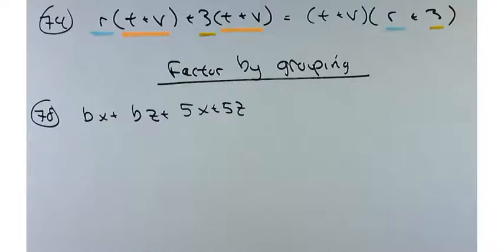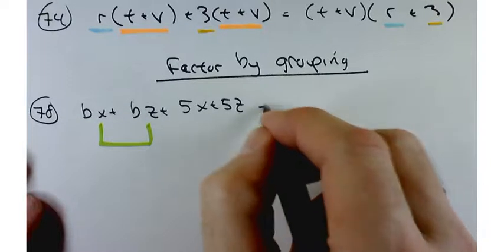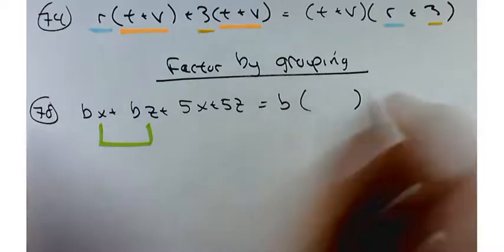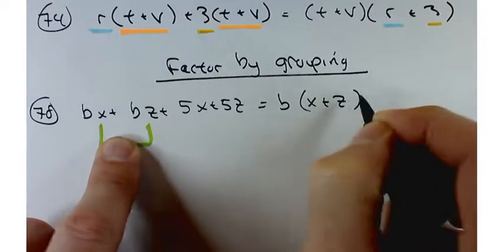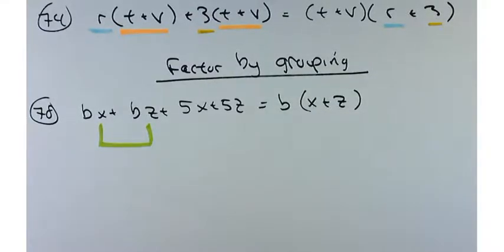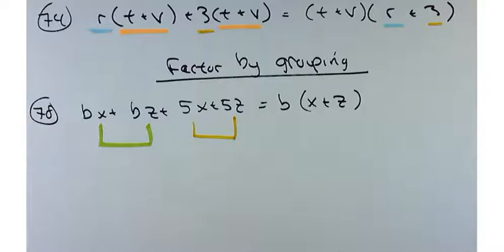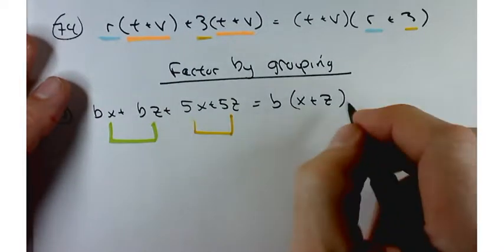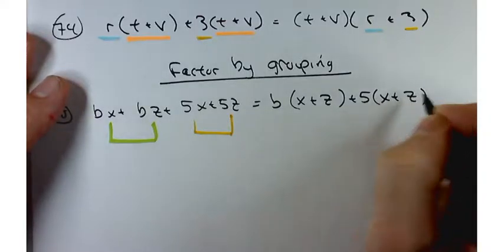The answer is no. So what we're going to do is we're going to set our sights a little lower. Let's look at the first 2 terms. Is there anything in common to both of those? A b. So we'll factor out the b. If I factor out the b, what's left behind? X plus z. Good. Let's look at the next 2 terms. Is there anything in common to both of those? A 5. So it'll be a factor out of plus 5. And again, it leaves behind x plus z.